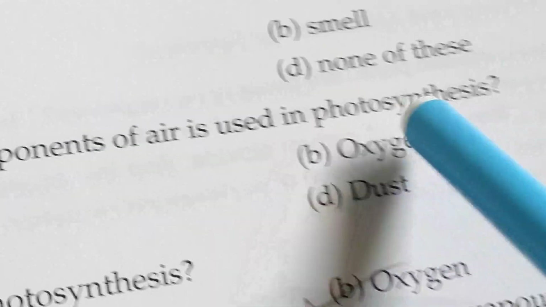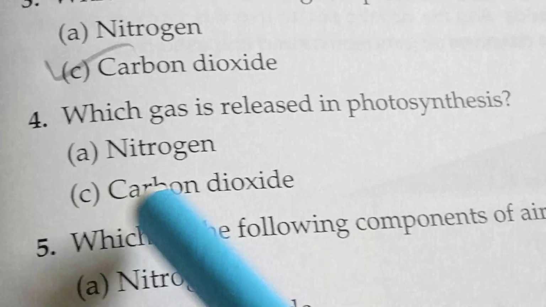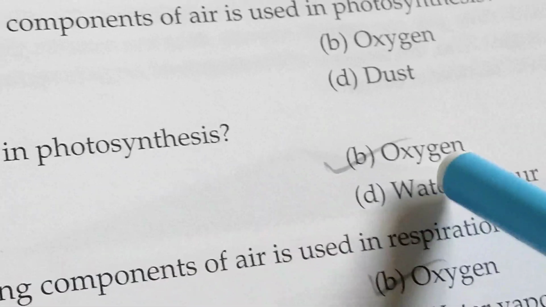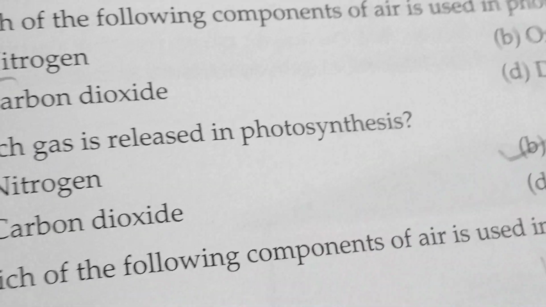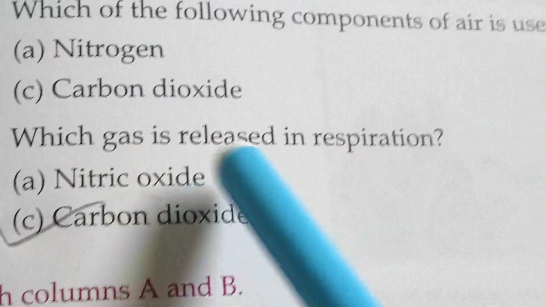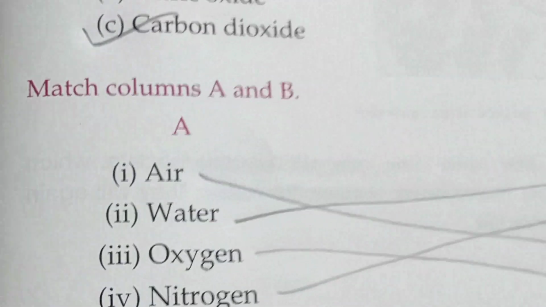Which of the following components of air is used in photosynthesis? Carbon dioxide. Next, number 4, which gas is released in photosynthesis? That is oxygen. Which of the following components of air is used in respiration? Oxygen. Which gas is released in respiration? Carbon dioxide.